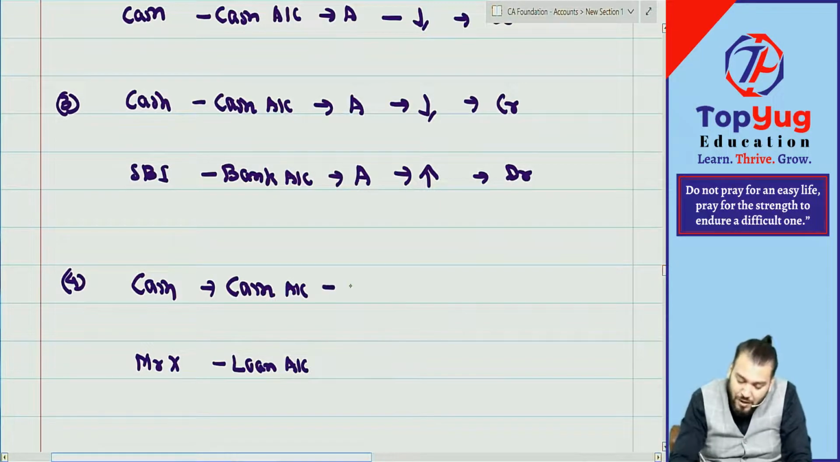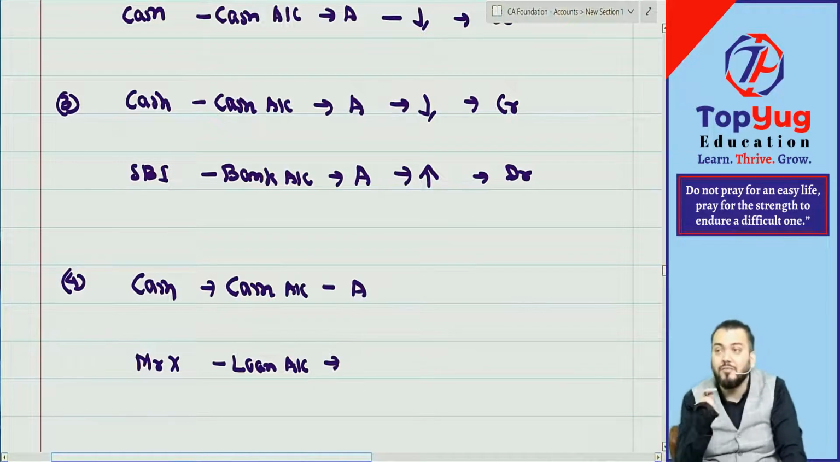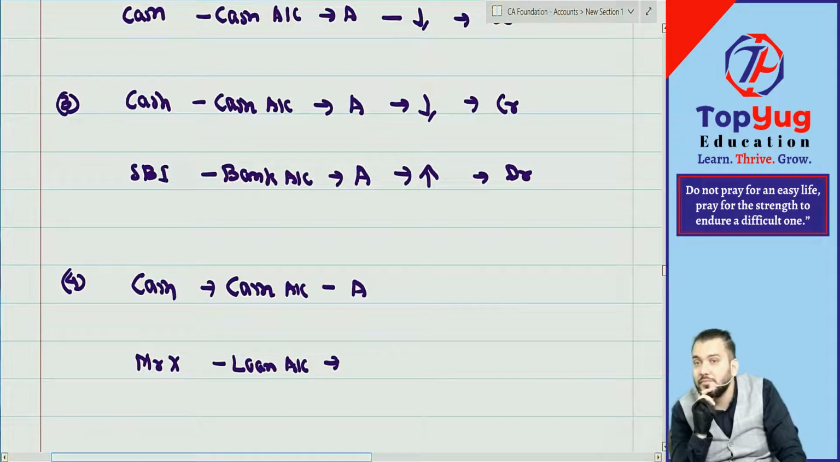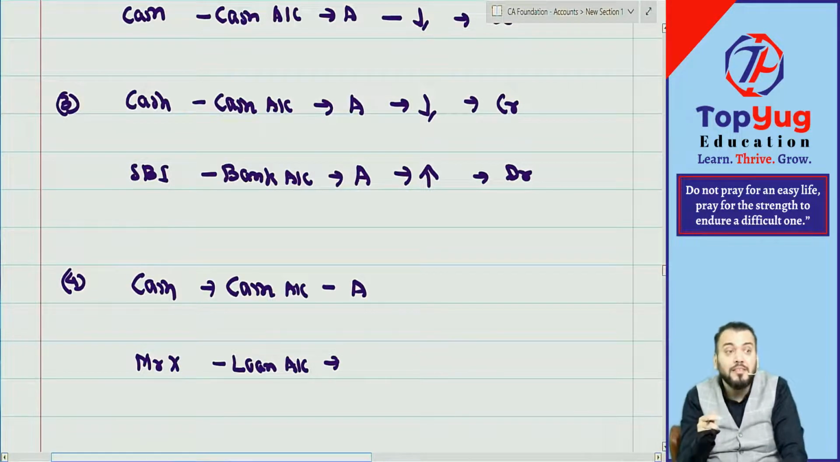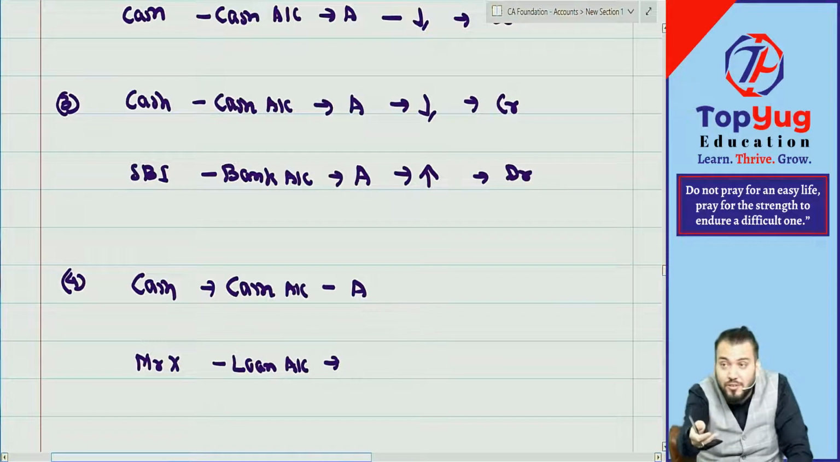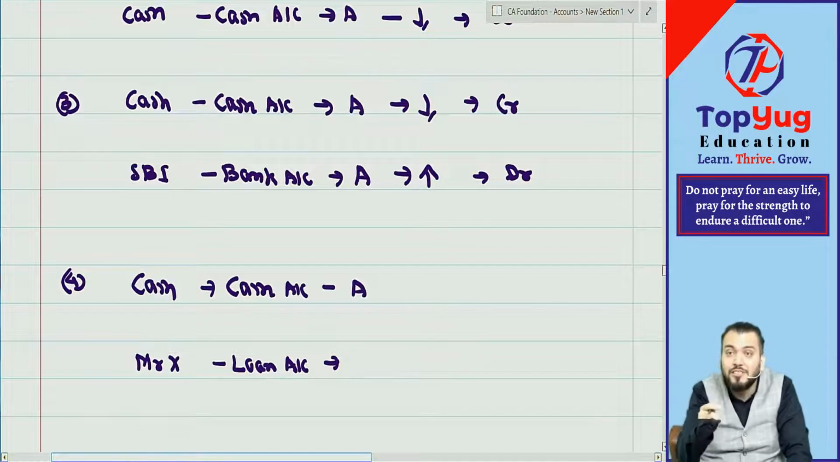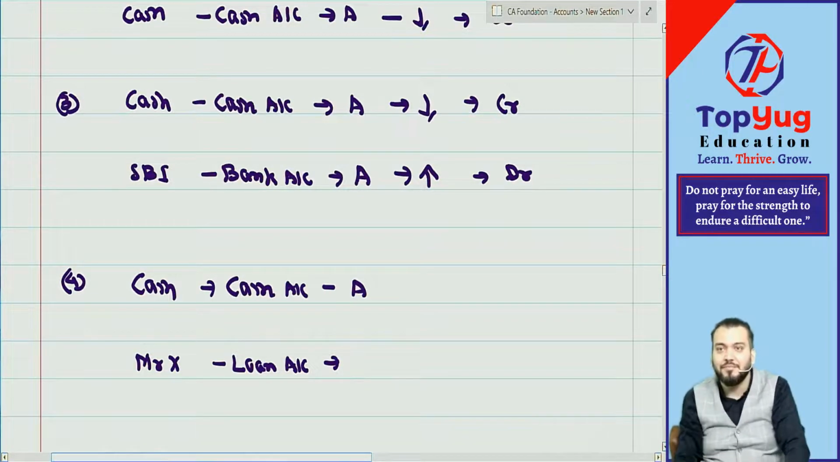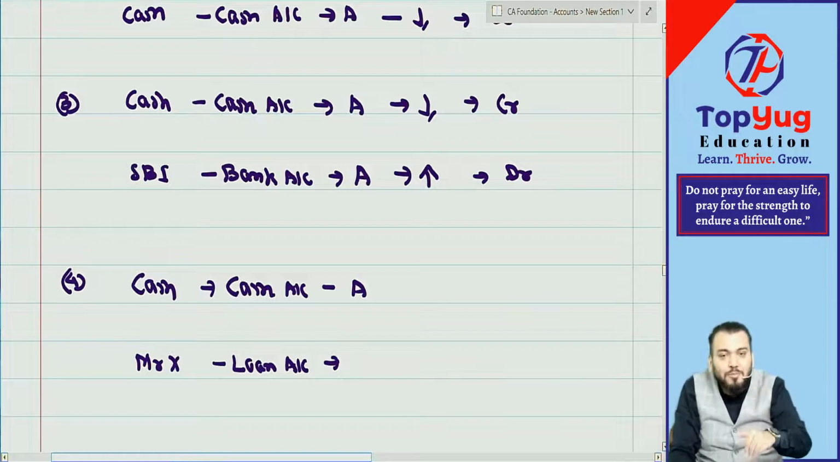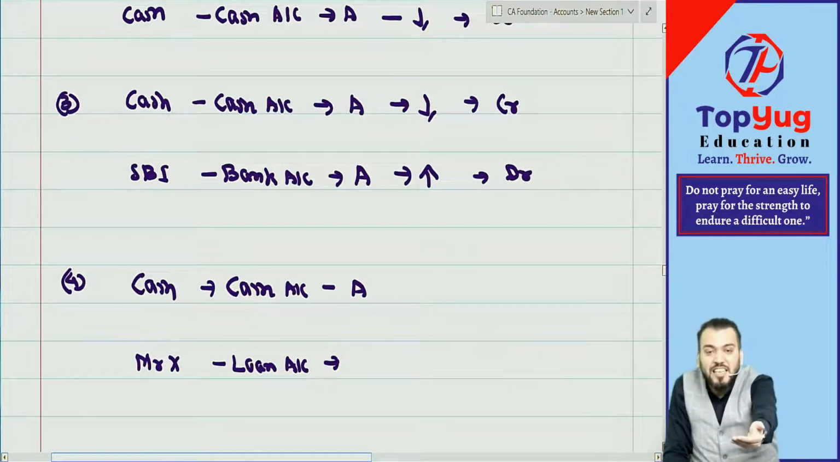But the cash is what? Asset, no doubt. This loan to Mr. X is what? Liability, very good. Because it is an amount given to Mr. X. Correct, tell me, is it a liability or asset? No, no, no, no. I said good, but it is not correct. One second. You have given some amount to Mr. X. Is this amount receivable or payable?